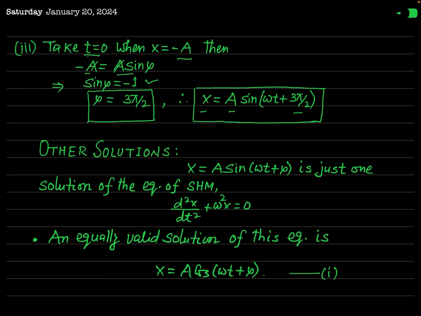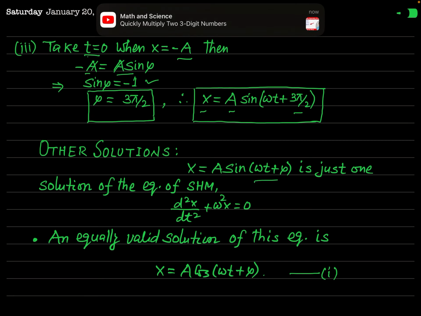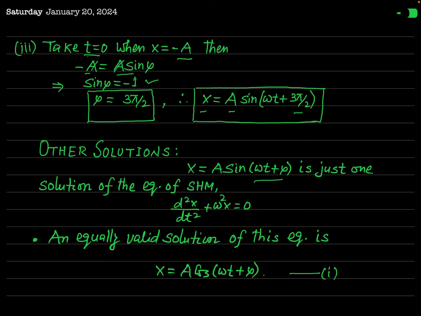Okay, so let us now see what are the other solutions of this equation of motion of SHM. As you have seen just now, x equal to a sine omega t plus phi is one of the important solutions of this equation of SHM, which is written like this: d2x by dt square plus omega square x equal to 0. But this is just one of the solutions. Actually, in place of this sine function, you can equivalently write cos function.